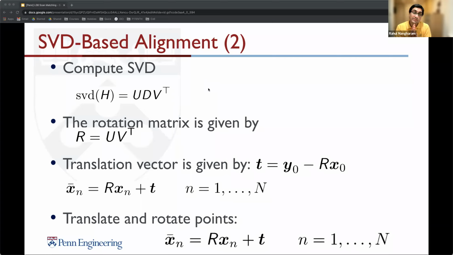And we can do this in a similar way for the translation vector here. We again use the center of mass of the point clouds X and Y, and then we have the rotation matrix that we have computed in the last step. The translation vector is simply given by Y0, the center of mass of the points Y, minus the rotation matrix times the center of mass of the points X, so the weighted mean of this point set X over here.